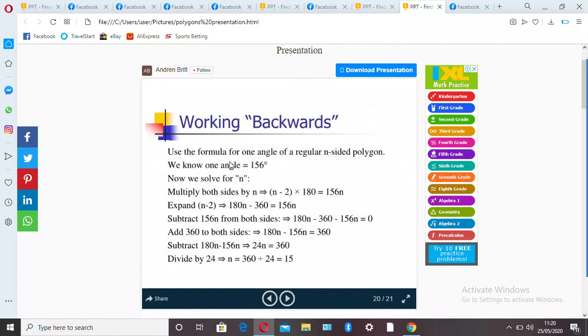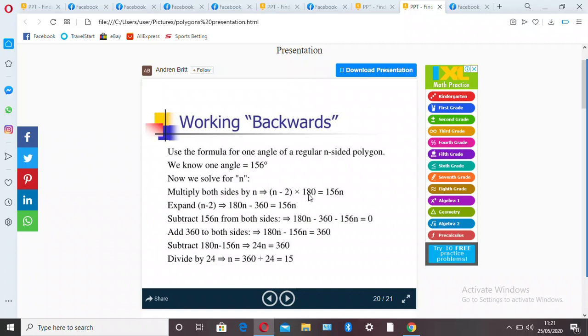I'm going to use the formula for one angle of a regular n-sided polygon. We know that all the angles are 156 degrees each, but I don't know my n. I don't know how many sides the polygon has. That's what I'm searching for. So what is my formula? My formula is n minus 2 times 180, which will tell me the total, or the sum, of the interior angles of that polygon. It's that same formula I'm going to use. n is the number of sides that the polygon has.